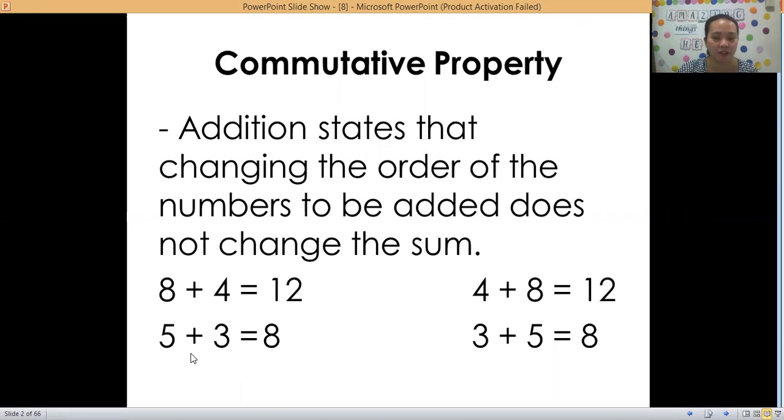Another example we have here is 5 plus 3 equals 8. And then we exchange, 3 is the first one now. 3 plus 5, still the answer is 8. So that one is the commutative property.